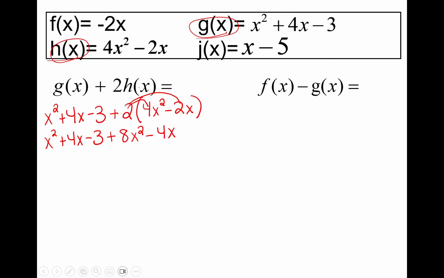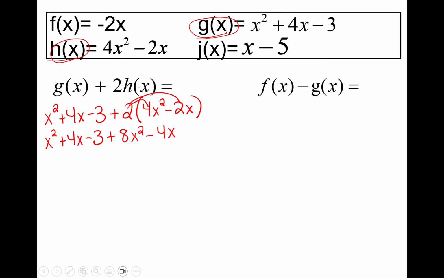Now I got to combine some like terms. So I'm going to underline some like terms here. I got x squared and 8x squared. They're alike. I got 4x and negative 4x. Those guys are alike. And then negative 3, excuse me. He's all alone. Poor little guy.